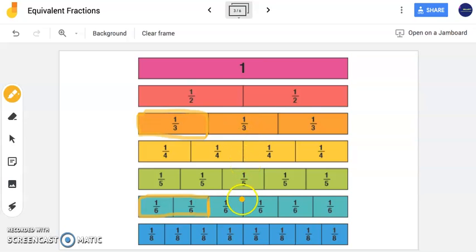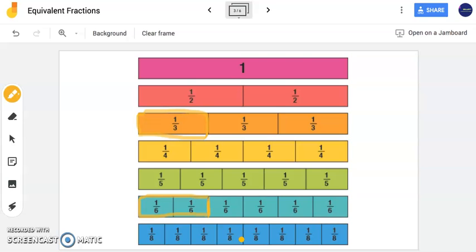Now, as I continue, I notice I'm also hitting sixths. So what would be equivalent to 1/2 here? Well, I see that I have 1/6, 1/6, and 1/6, which gives me 3/6, which is also equivalent to 1/2. And if I continue on, I have 4/8 here that is also the same size and value as 1/2.